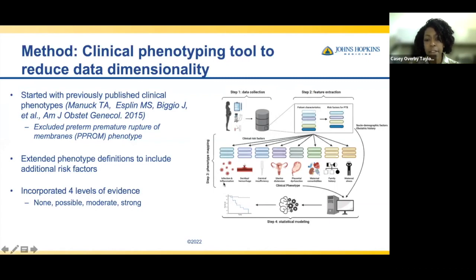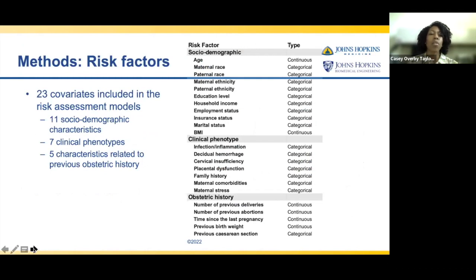This included infection and inflammation, decidual hemorrhage, cervical insufficiency, uterine distension, placental dysfunction, maternal comorbidities, family history, and maternal stress. And then the final step was incorporating these clinical phenotypes, in addition to other features such as sociodemographic factors and obstetric history, into the statistical modeling strategy. The ultimate risk factors included in the model were 23 factors: 11 sociodemographic characteristics, 7 clinical phenotypes, and 5 characteristics related to previous obstetric history.